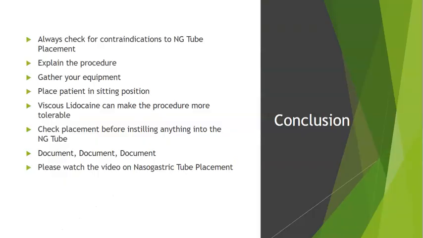In conclusion, you always have to check for contraindications to NG tube placement. You do not want to do something untoward to that patient. Always explain the procedure to the patient. Gather your equipment. Make sure you have everything ready to go before you start. Always place that patient in a sitting position if the patient is conscious. It may change if the patient is intubated because there's only one place to go down.